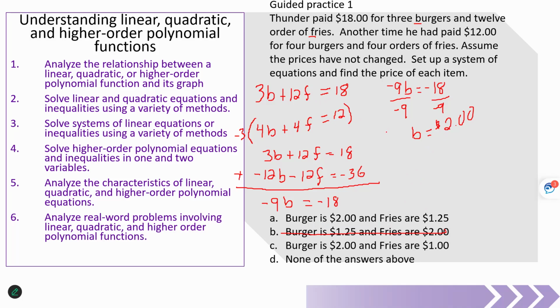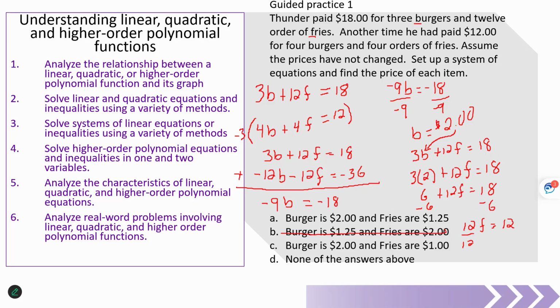So I'll just take the first equation that we have, 3b plus 12f equals 18, and I'm going to plug in 2 for the b. So I have 3 times 2 plus 12f equals 18. We get 6 plus 12f equals 18. Subtract 6, and we get 12f equals 12. Divide by 12, and we have the French fries are $1.